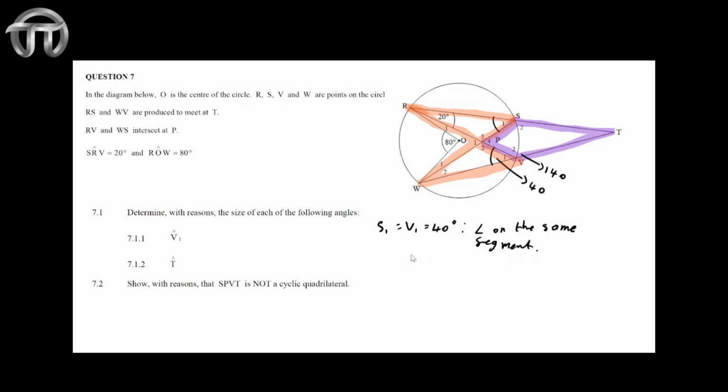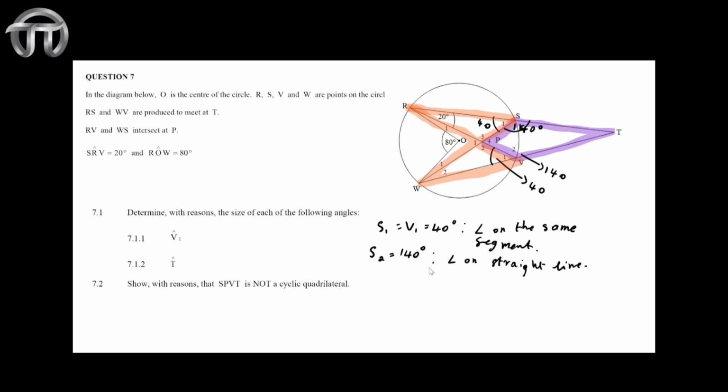Okay, wait a minute. So if S1 is equal to 40 degrees here, that means S2 must be equal to 140 degrees. If S1 is equal to 40 degrees, these are angles on a straight line. Remember, we said that angles on a straight line must give us 180 degrees. So 40 degrees plus 140 degrees must be 180. So here it's 140 degrees. These are angles on a straight line.